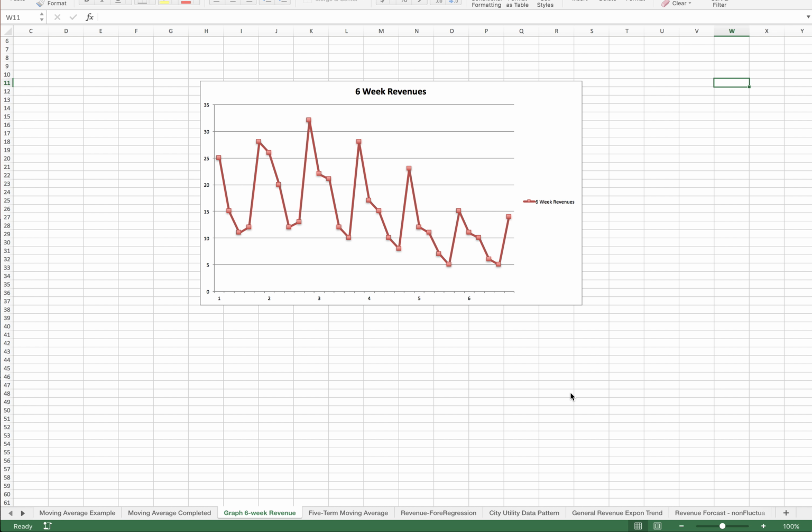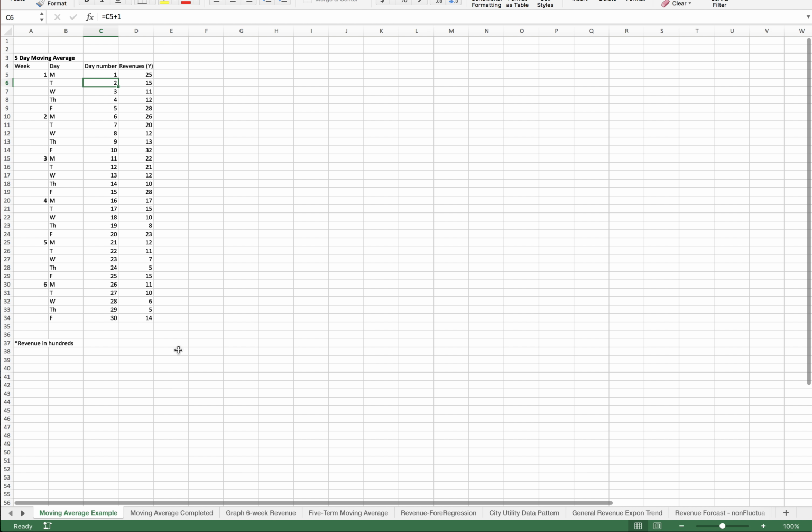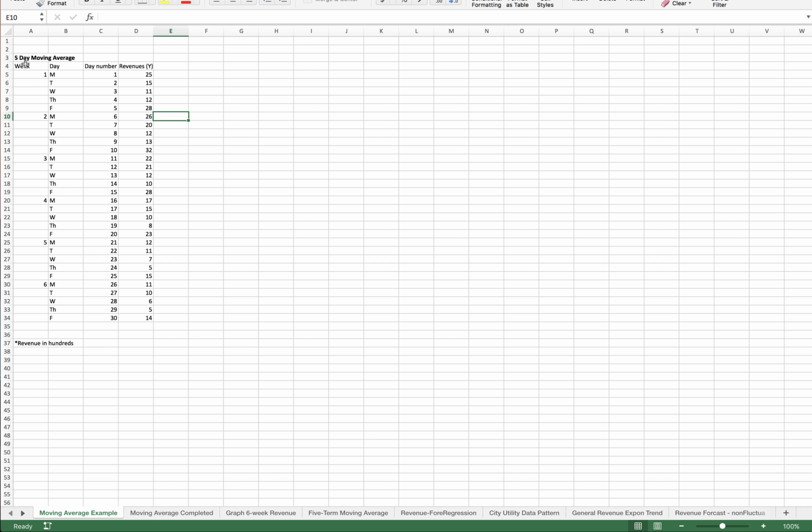Because you can see over this 6-week period, these numbers fluctuate so much, it's not appropriate to use a regression analysis. So here, therefore, we're going to use a moving trend analysis, right? A moving average analysis. Okay. So in order to do the moving average, you're going to start out with something that looks like this, right?